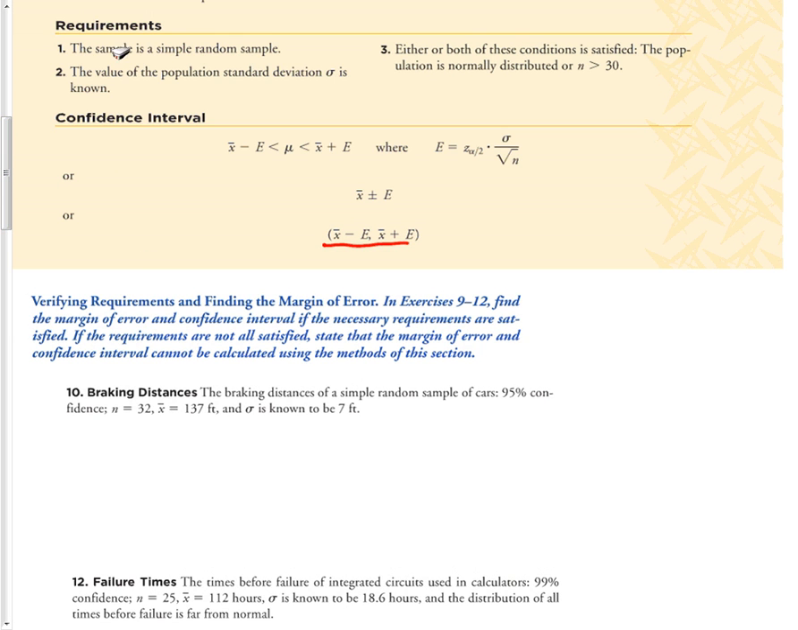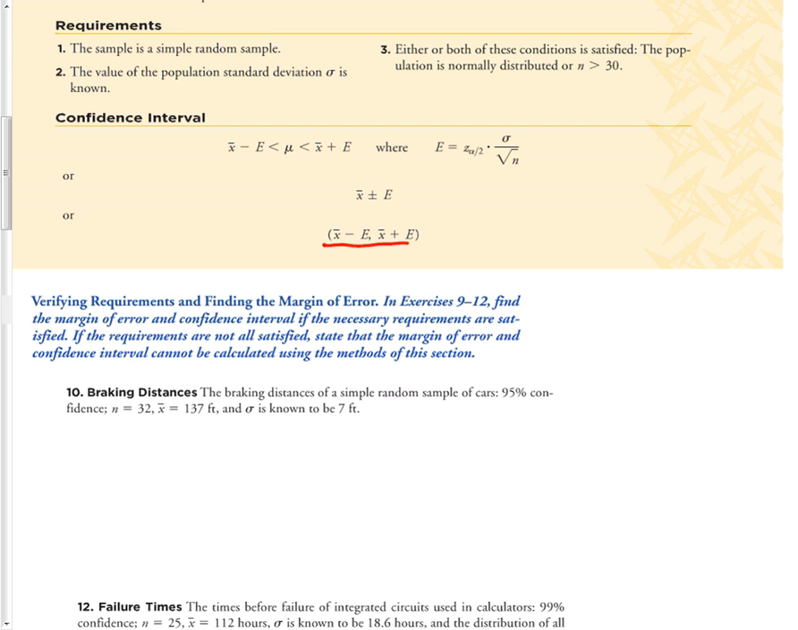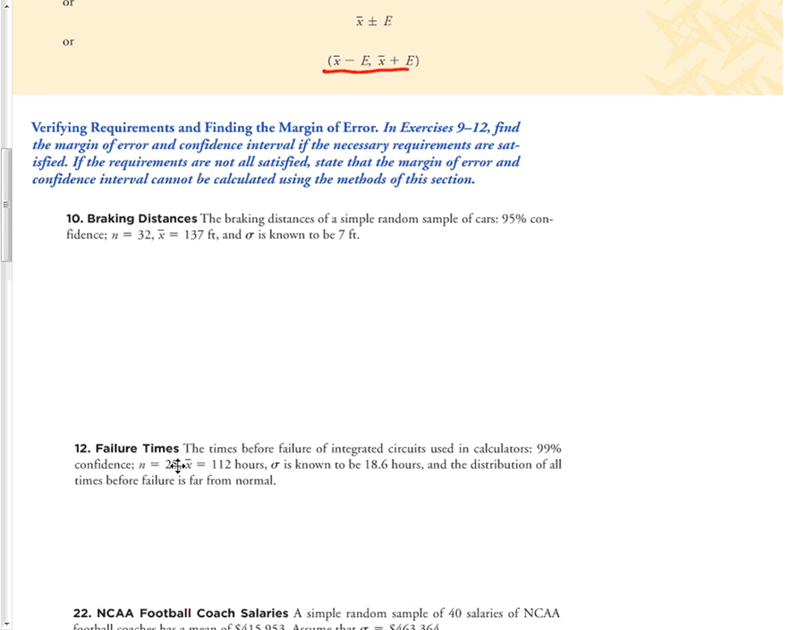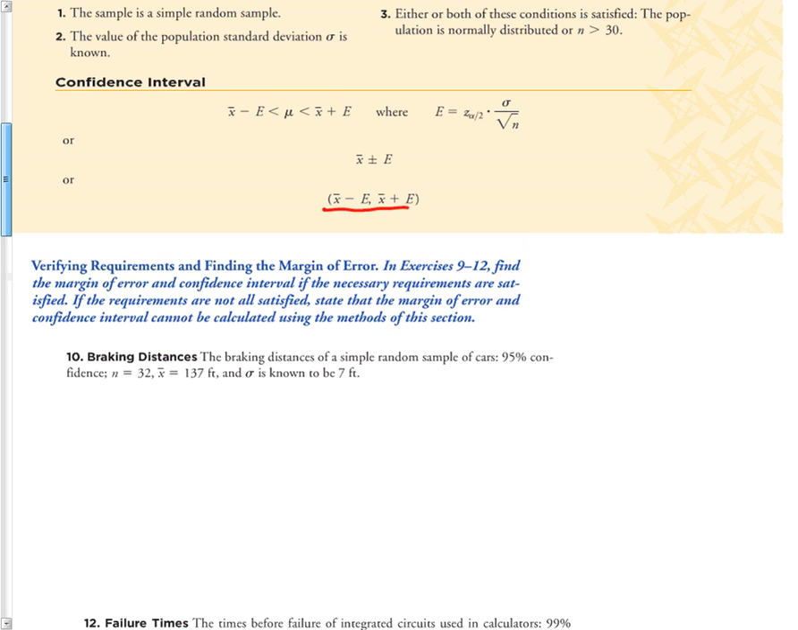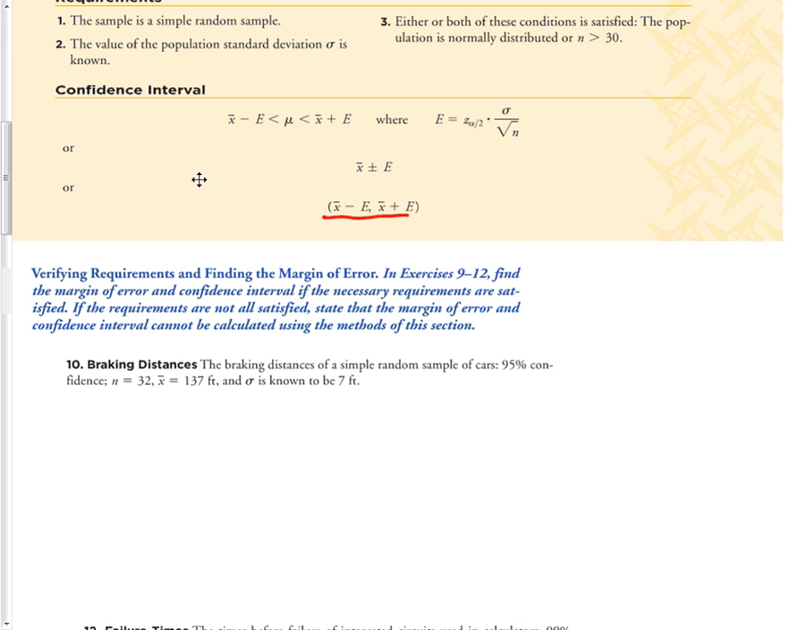So let's take a look at this example. All right, in this example, it says, in exercise 9 through 12, find the margin of error of the confidence interval if the necessary requirements are satisfied. If the requirements are not satisfied, state that the margin of error and confidence interval cannot be calculated using the methods of this section. So if we don't meet those requirements, we can't use the methods from this section to calculate the confidence interval. So let's go ahead and see if we meet the requirements for number 10.